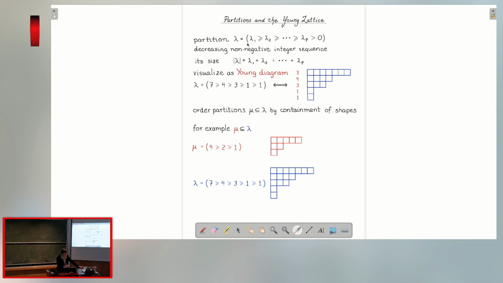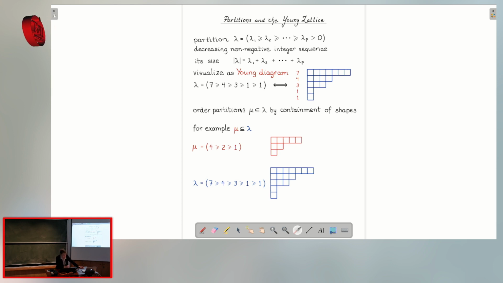So right, the size will just be the sum of the non-zero parts, and we'll depict this by its Young diagram, which for me will be a left justified sort of inverted staircase where the sizes of the rows are going to be given by the parts of the partition. So I think the example here should indicate the rule. For instance, because we start with 7, we have 7 boxes in the first row of this array, 4 in the next, and so forth, going down.